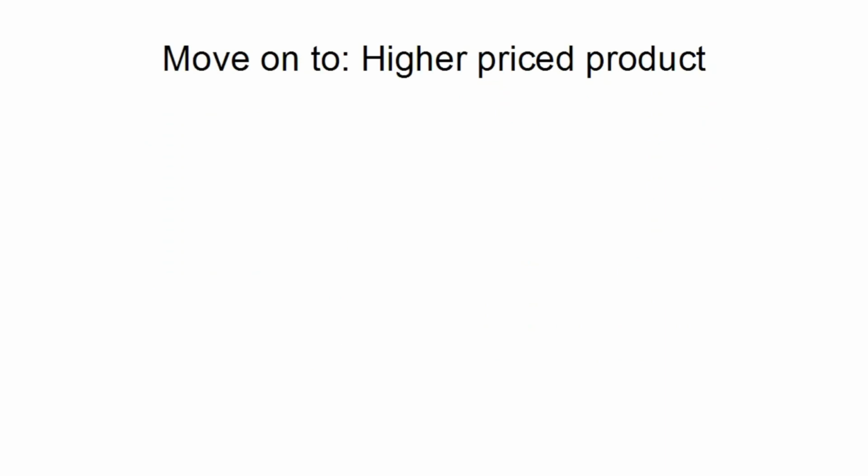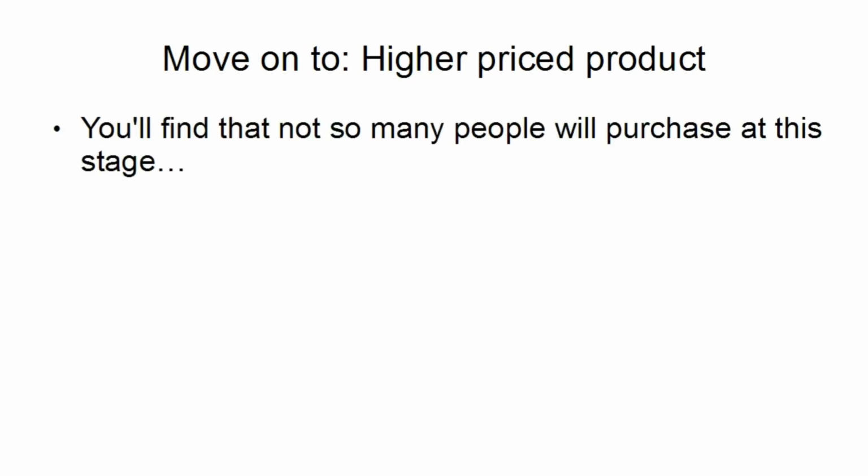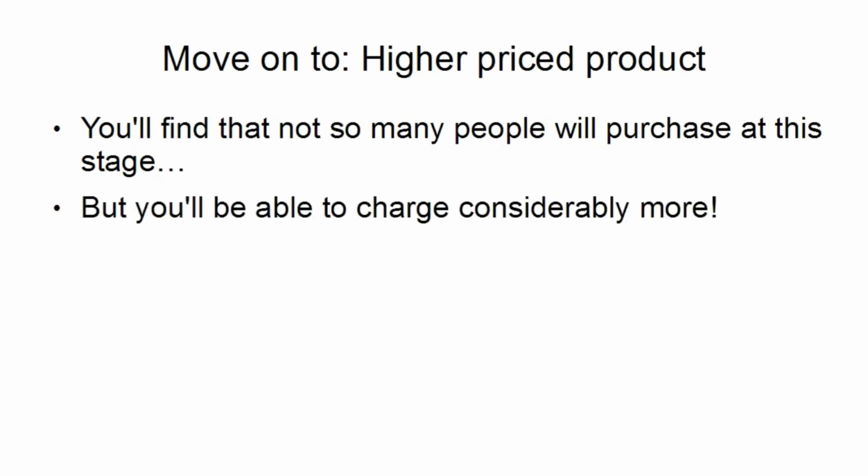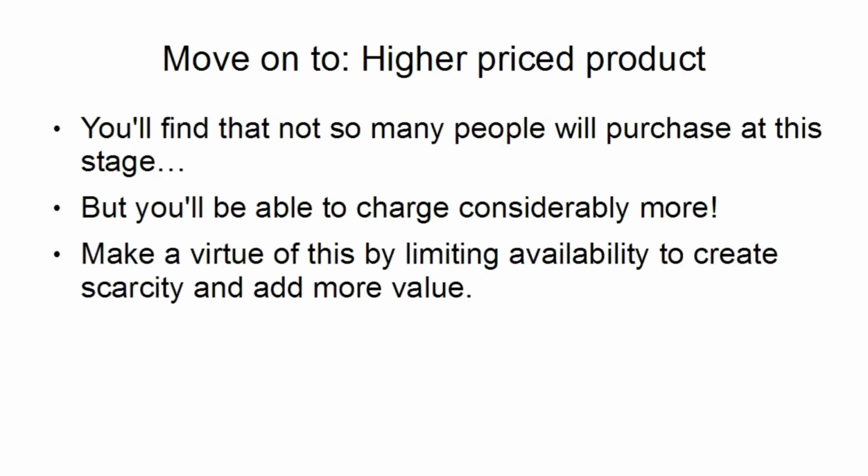Then the next stage in the sales funnel is the higher priced product. And again, this is a much higher price point than the previous items. And the thing is, you'll find that not so many people will purchase at this stage. But you'll be able to charge considerably more. So make a virtue of this by limiting availability to create scarcity and add more value.